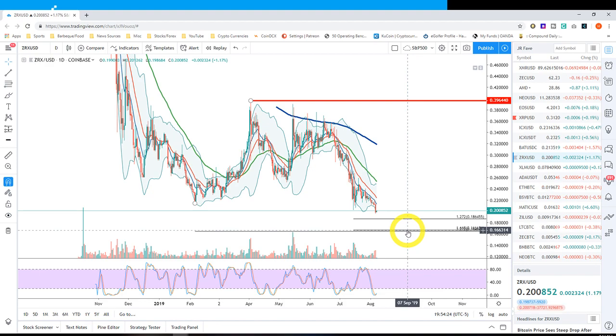Is that not amazing how that lines up right on top of each other? There's probably your ultimate bottom right there. Or at least a good spot to play a bounce, right? 16 and a half. 16 to 17 maybe. That could be a really good spot right there. Wow.